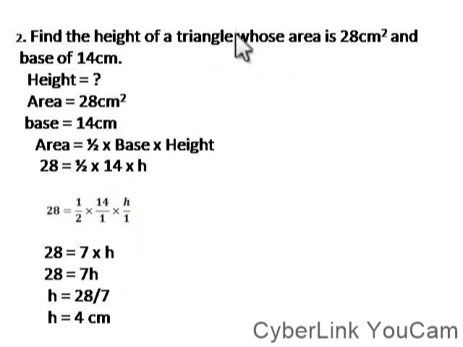Number 2: find the height of a triangle whose area is given as 28 centimeters squared. The area is being given to us, and the base is also being given to us. We are looking for the height, because they say we should find the height. The area is given as 28, and the base is given as 14 centimeters.